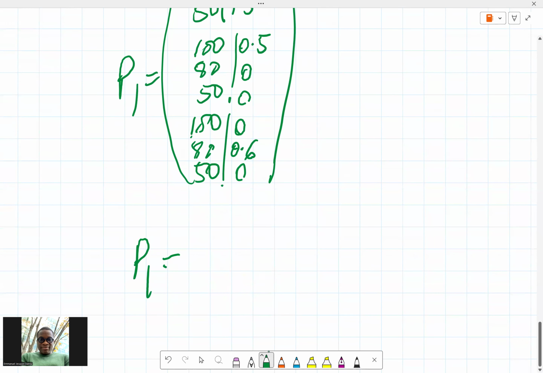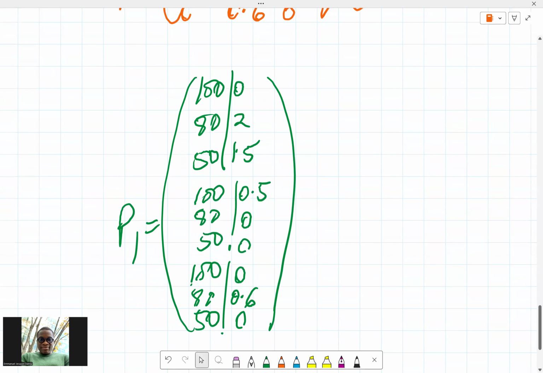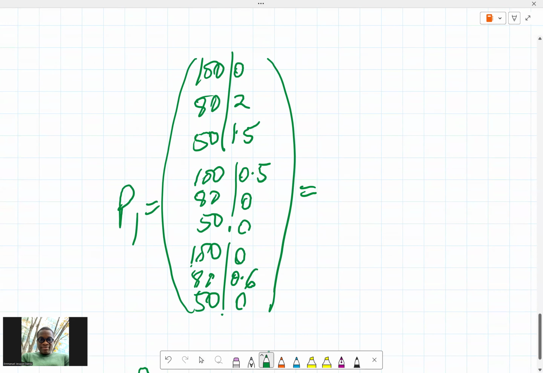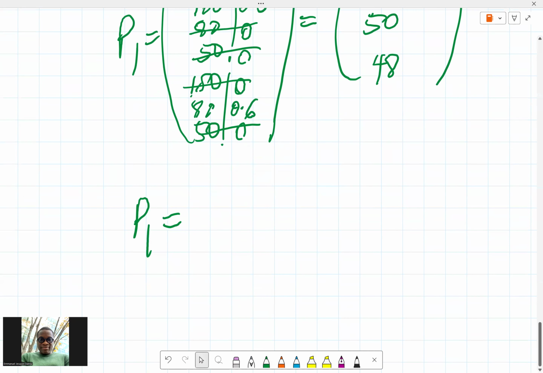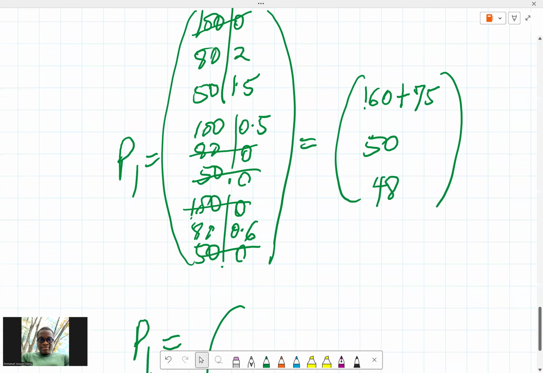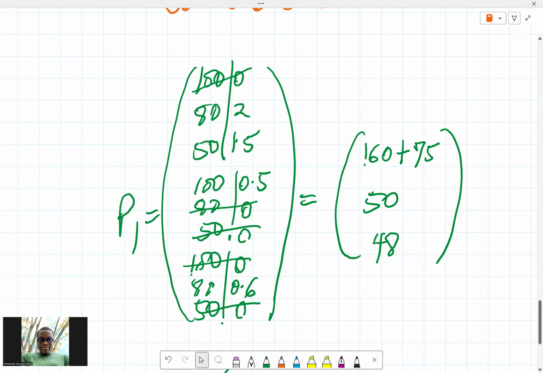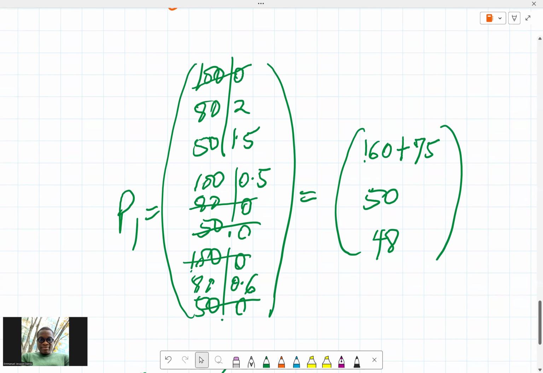So P1 is equal to, looking at the first row, 0 already, then 80 times 1, which is 80, plus 1.5 times 50, that's 75. Then the next one, 0.5 times 100, is 50. Then the last, 0.6 times 80, that's 6 times 8, which is 48. So at the next generation, the first entry of P1 is 80 plus 75.